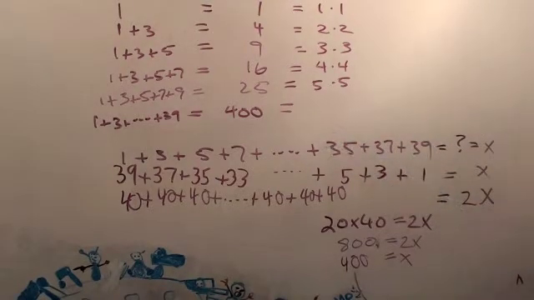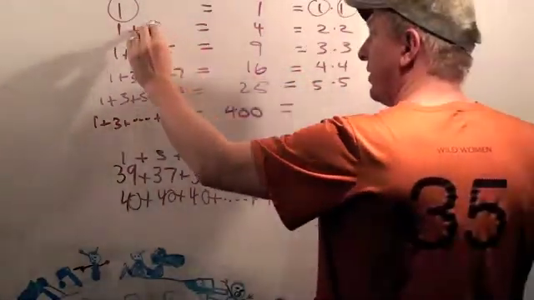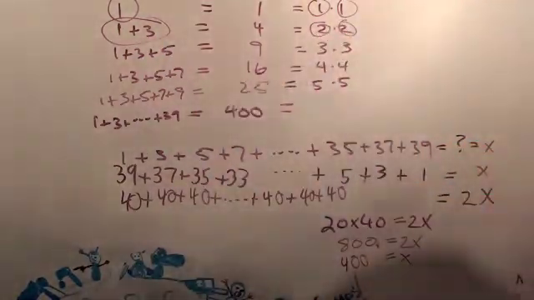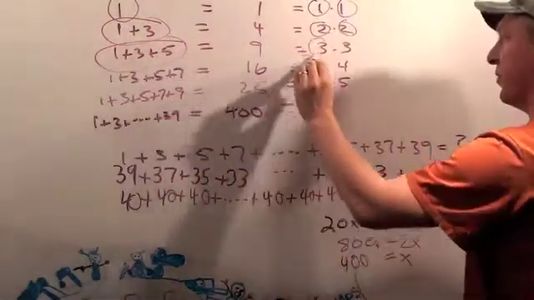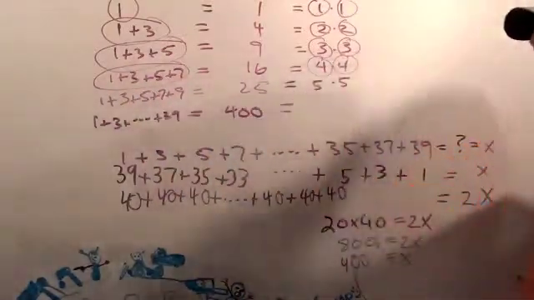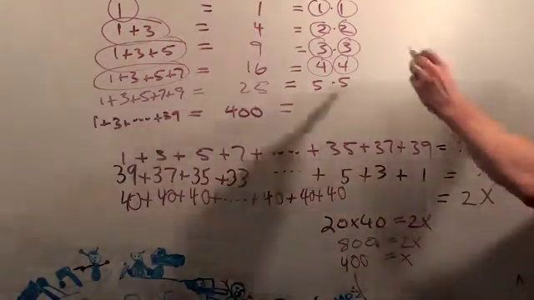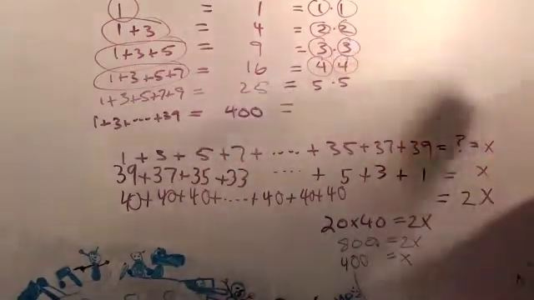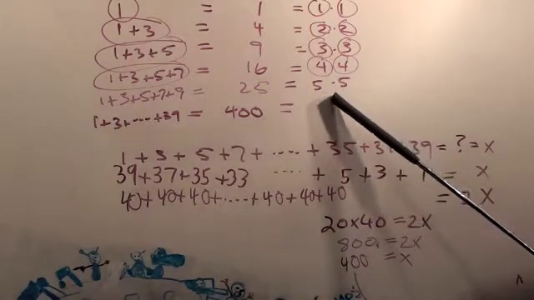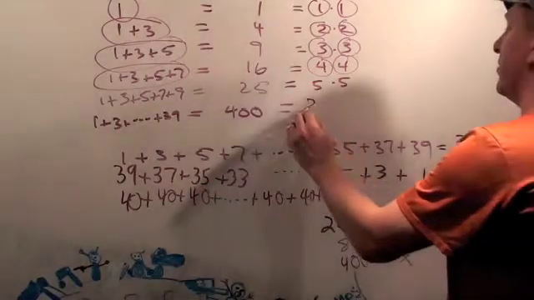Let's try it one more time. When I have 1 odd number, I get 1 times 1. When I have 2 odd numbers, I get 2 times 2. When I have 3, I get 3 times 3. When I have 4, I get 4 times 4. So when I add the first 5 odd numbers, what do you think I'm going to get? 5 times 5. And then it's going to be 20 times 20. When I have the first 20 odd numbers, you get 20 times 20.